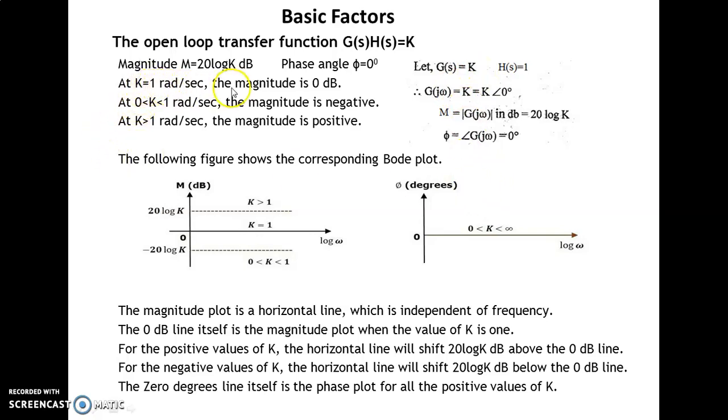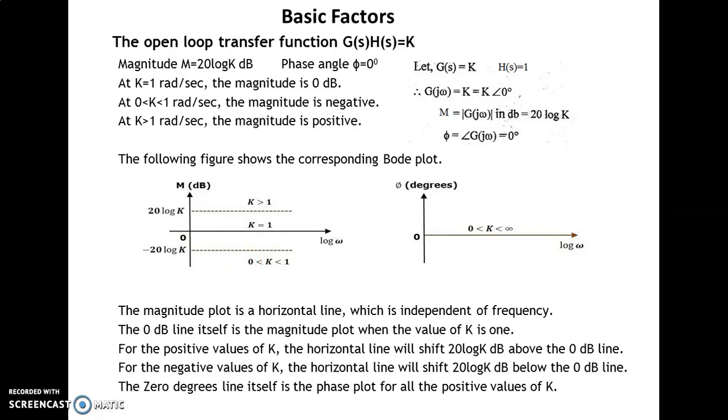At K equal to 1, the magnitude is 0, since 20 log 1 is 0. So that is this line, the 0 dB line. If K is greater than 1, the magnitude value is positive. For example, if you take K equal to 10, 20 log 10 is 20. It should be above this 0 dB line, a positive value. If K is between 0 and 1, you will get a negative magnitude, below the line. This is the magnitude plot.